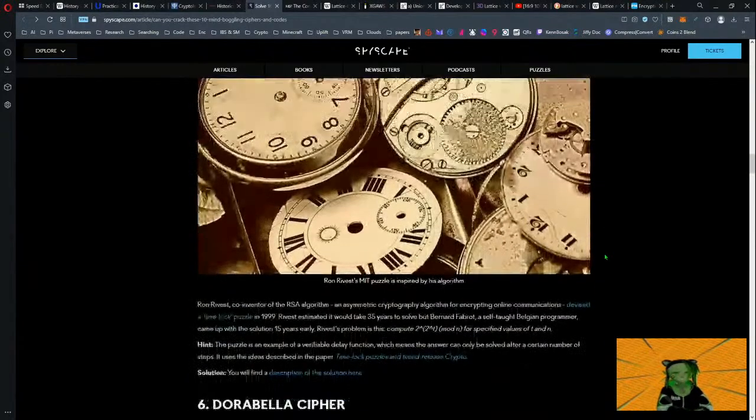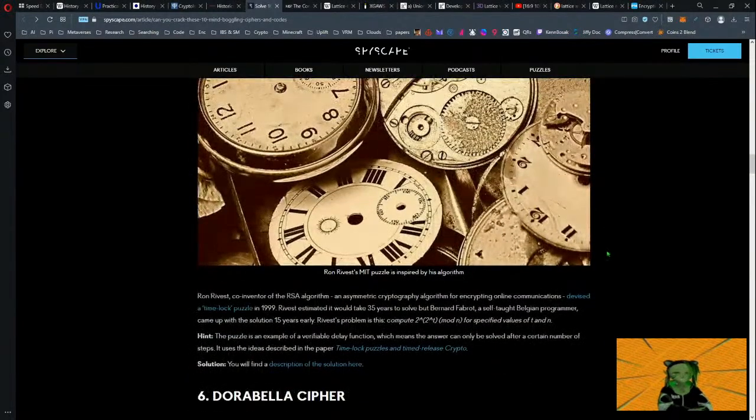This kind of became the reason why everyone was doing a bunch of these time lock saves, because the time lock puzzle was made in 1999. It was basically a puzzle to figure out if you could break this RSA algorithm. And to be honest, it was estimated to take 35 years. And it took a self-taught Belgian programmer 15 years to actually do it.